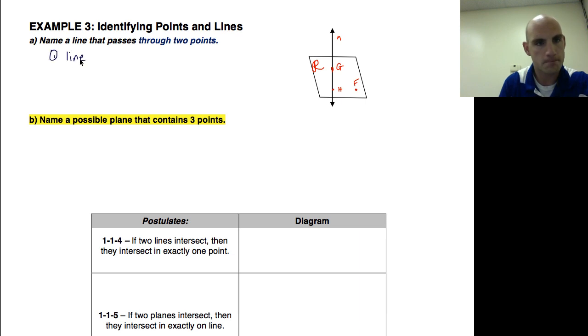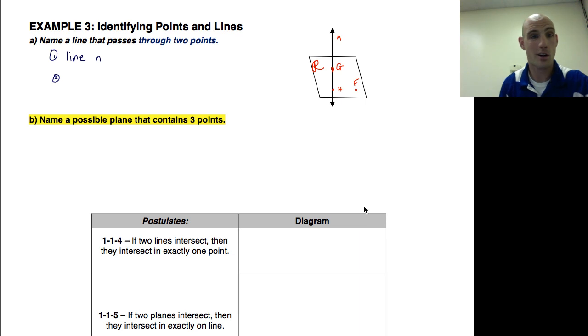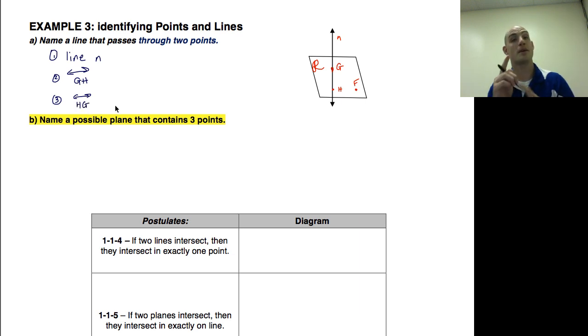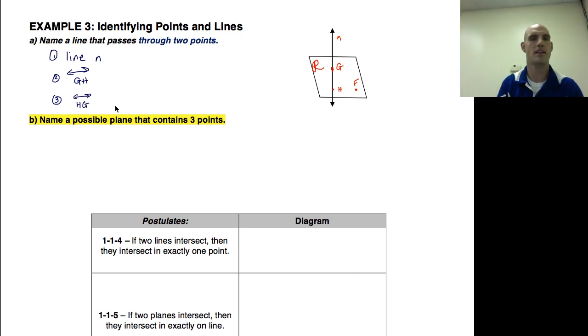line N. But you, being the astute observer that you are, know that it could have another name. You could also call it line GH. But also, if you're really slick, you'll notice that you could also name it line HG, because it doesn't matter with the line because it continues on. Okay, so there are 3 names for the line that passes through 2 points on this plane.